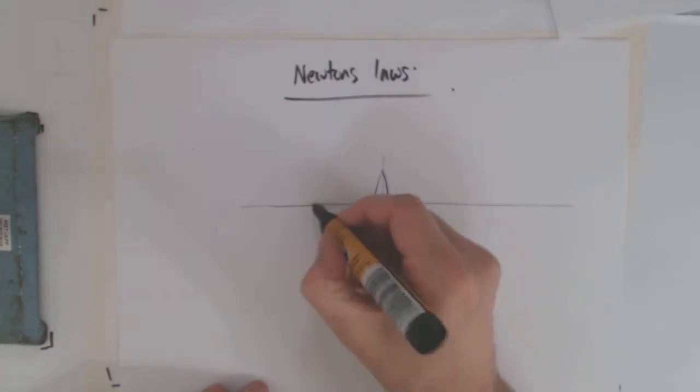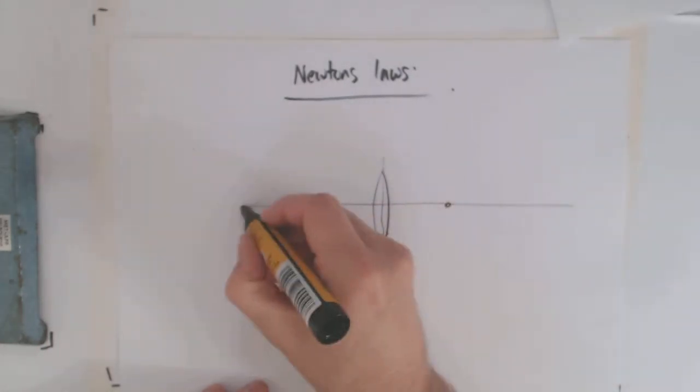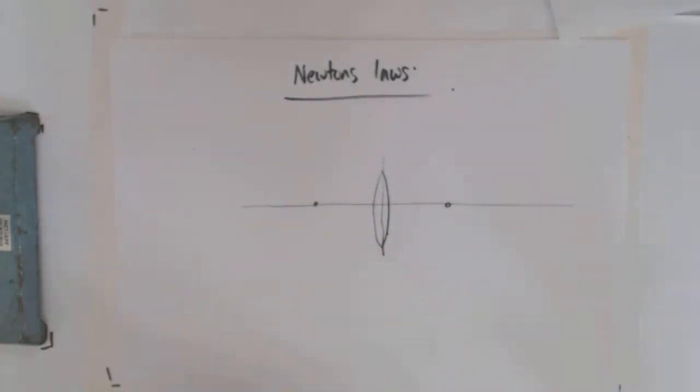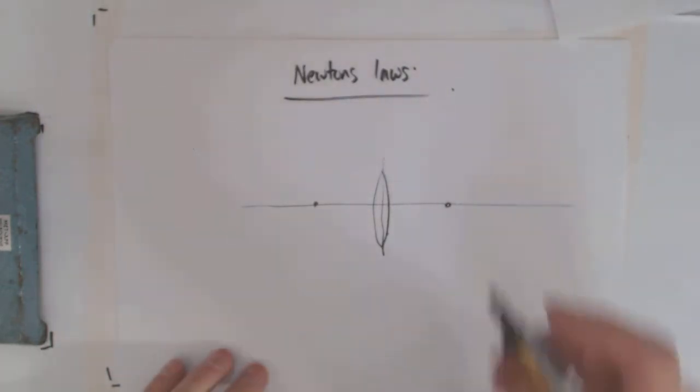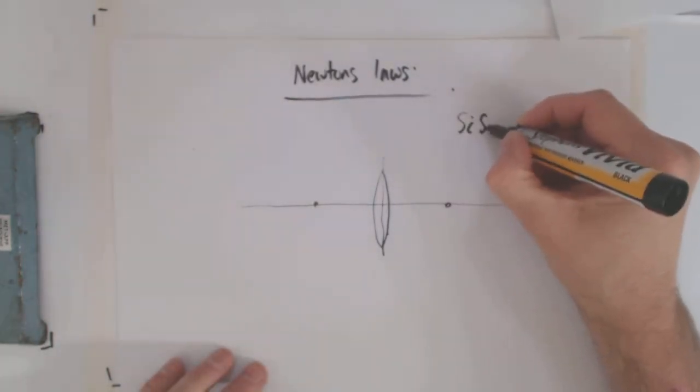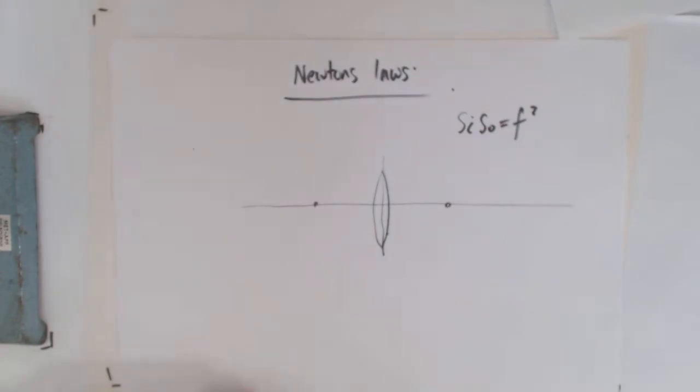And we had our focal points, and what we found was the two images as usual. But what we've now got is a different couple of units. We've still got SI and we've still got F, and now we've got an SI and an SO. So the big question is, what's SI and SO?